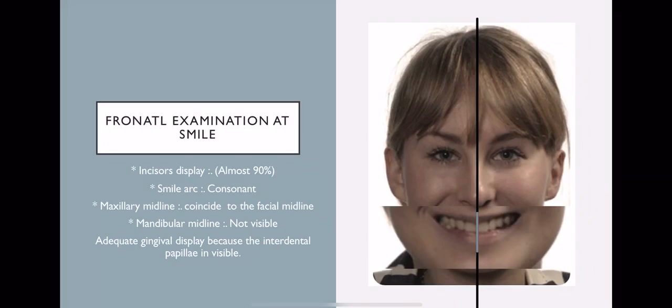The frontal examination at smile, the incisor display, they are almost 90% of the incisal display, and adequate gingival display, which shows the interdental gingiva. Smile arc is consonant with the curvature of the lower lip, and the maxillary midline coincides and is parallel to the facial midline, whereas the mandibular midline is not visible.